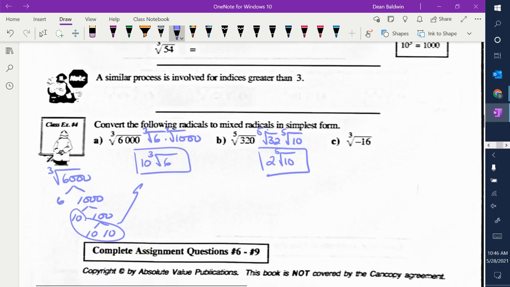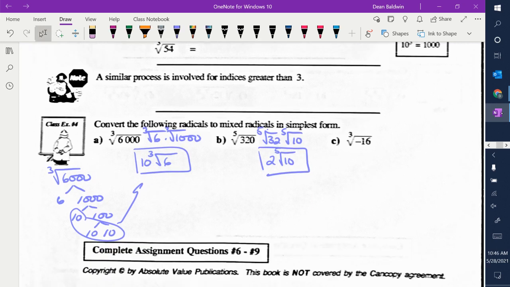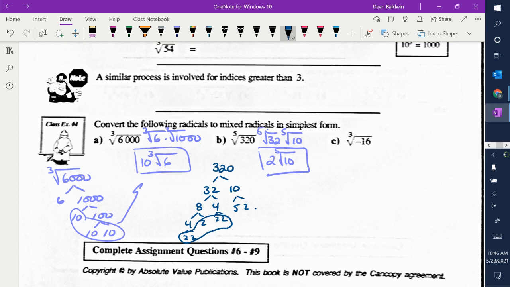If you are doing the factor tree method, you can do the same thing: 32 and 10, 8 and 4, 4 and 2, 2, 2, 5, 2. I'm looking for groups of what? Of 5, right? 1, 2, 3, 4, 5. There's 5 2s right there, right? So that would come outside, and you're left with a 5 times 2, or a 10, on the inside. So you get the exact same thing, okay?